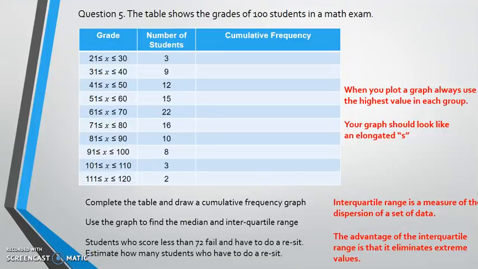And finally, students who score less than 72 fail, and they have to do a resit. So I'd like you to estimate how many students have to do a resit. Now pause.